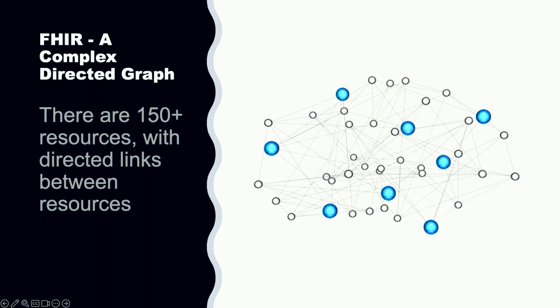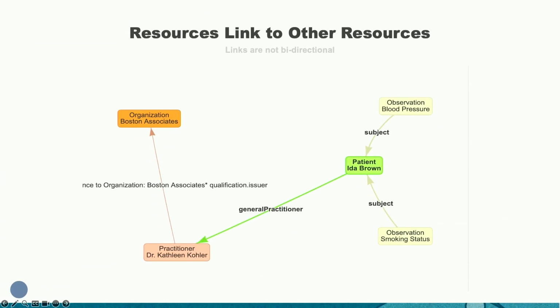For those that are maybe new to FHIR or have not worked with it extensively, FHIR is a complex directed graph. There are over 150 atomic units called resources, with directed links between these resources. They, in essence, flow from one direction. Let me give you an example.